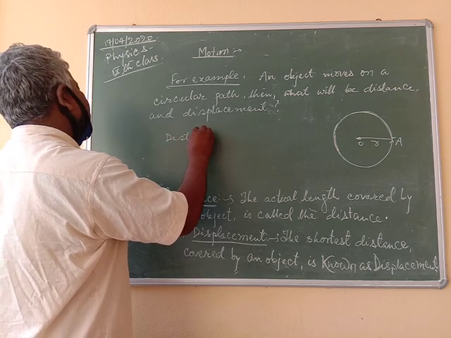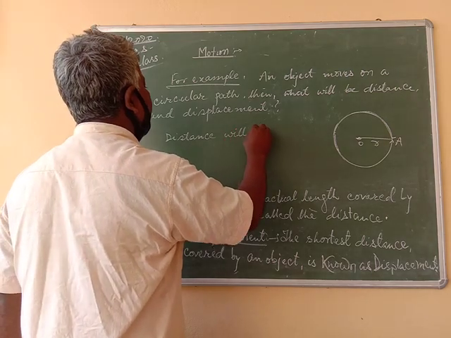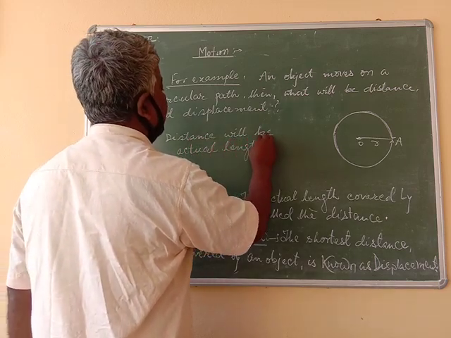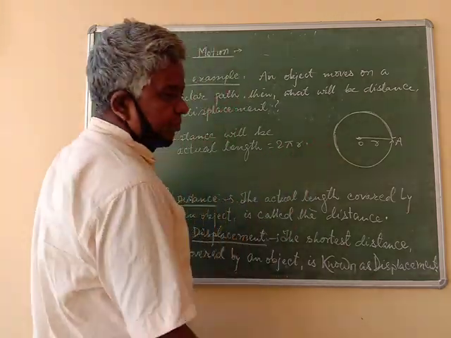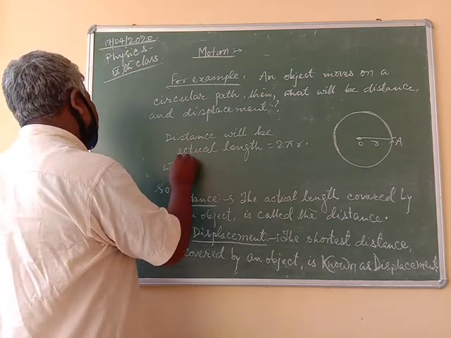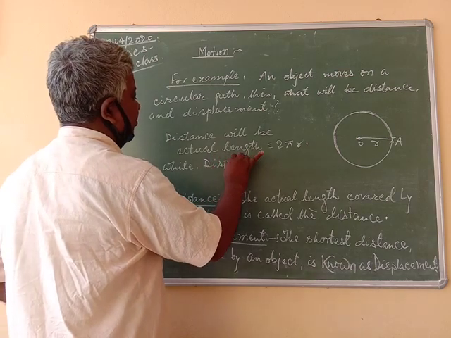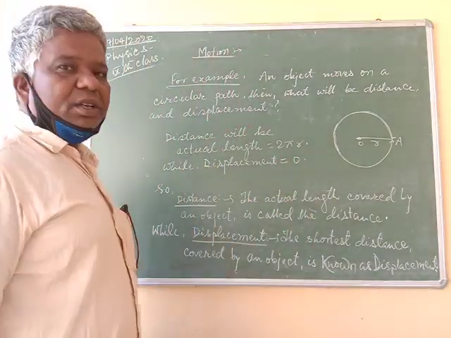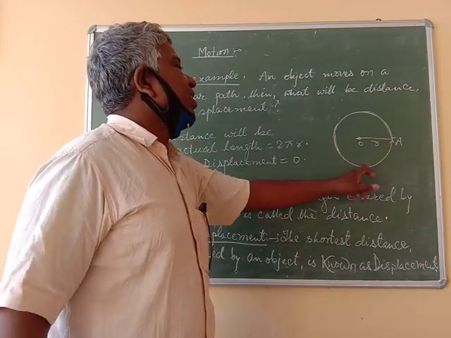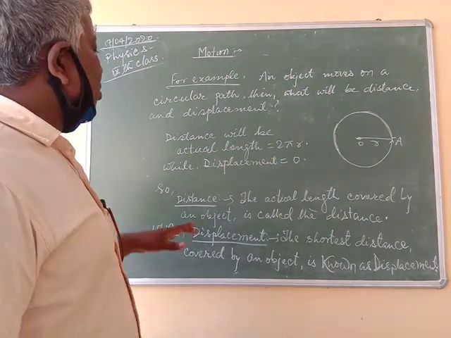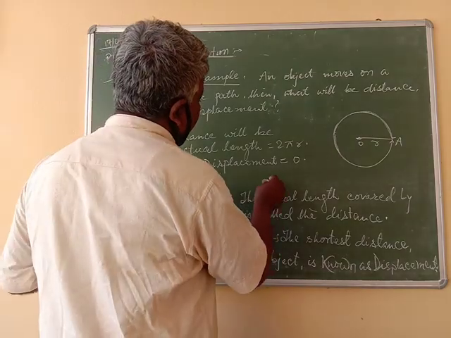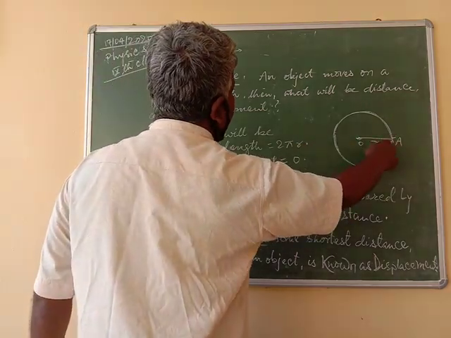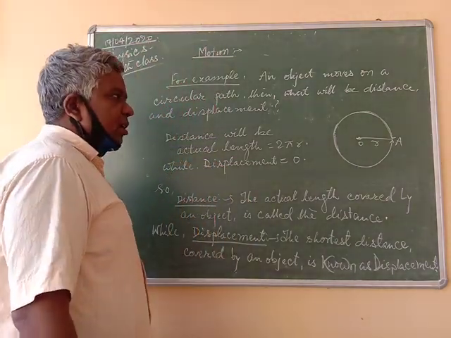Distance will be the actual length, 2 pi r, while displacement will be 0, because it starts from a point and once again reaches the same point at the same time, so that total positive and total negative become total 0. 2 pi r, it means the entire system reaches the same point, so that 2r minus 2r is equal to 0.